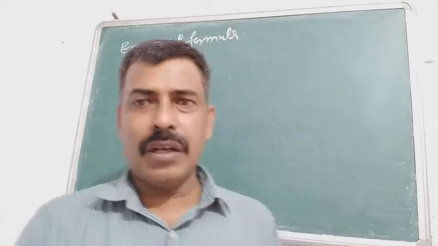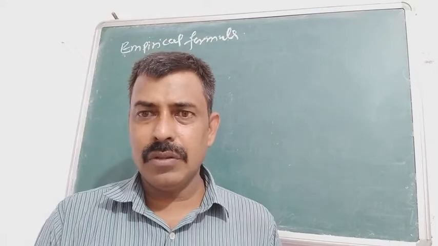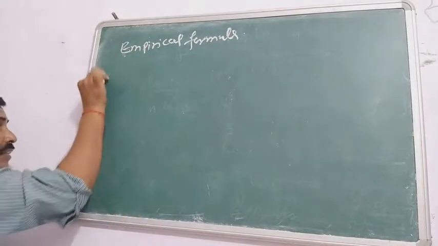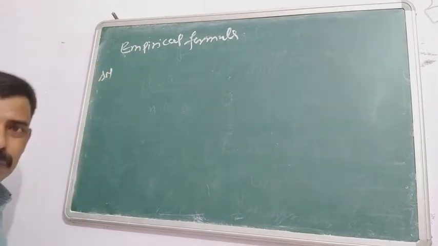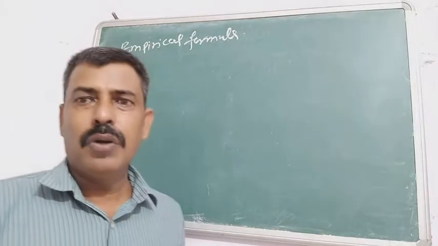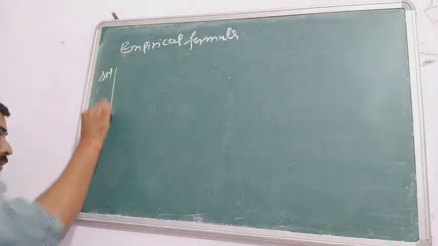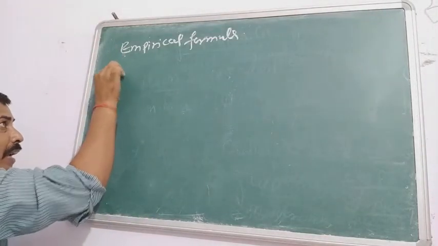So what are the columns of the table? The first column is the serial number. Even though it does not play any important role, without a serial number we never calculate any value. Now element.